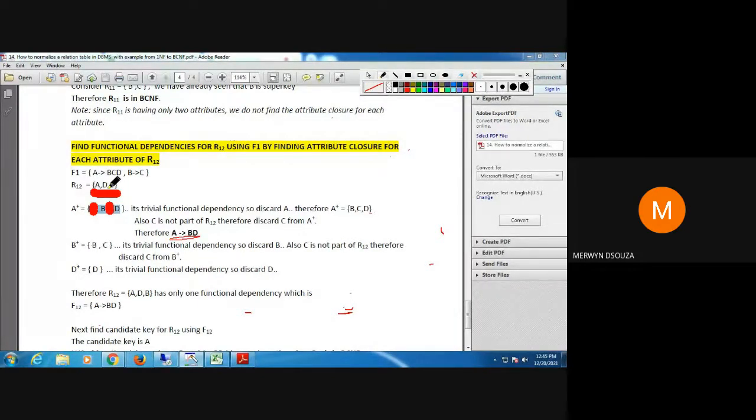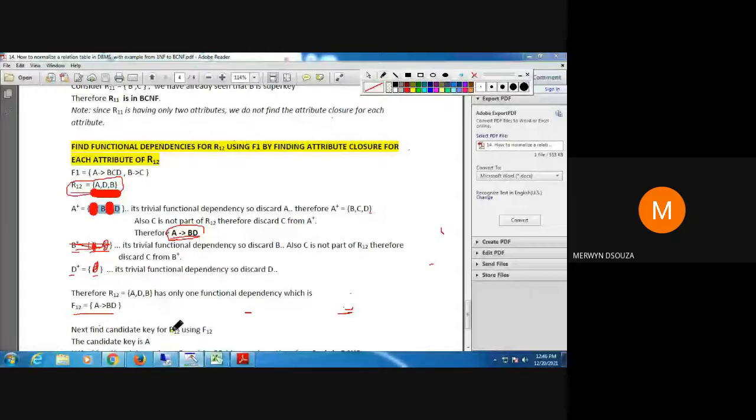Similarly, when you take the next attribute B and find the closure, you will get B and C. It's a trivial functional dependency, so you will discard B. C is not part of this R12, so you will discard that also. So you discard this entire thing. When you find the D closure, you get only D, so you discard this. So there's only one functional dependency that remains for R12. You can give it a name, F12.